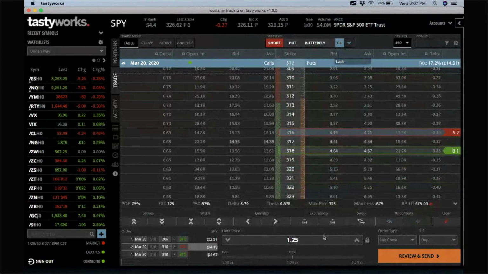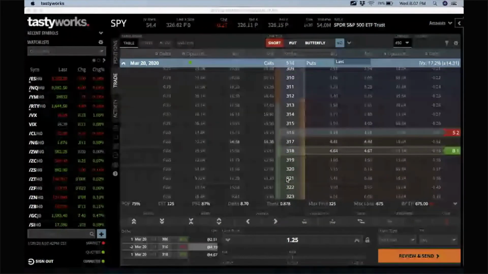So you receive a credit. This right here says credit, and you receive a credit of 125. So regardless of whether the market just sits right where it's at, you're still going to make $125 before fees and commissions. And if it goes and stops around right here, you're going to make your max profit of 325.